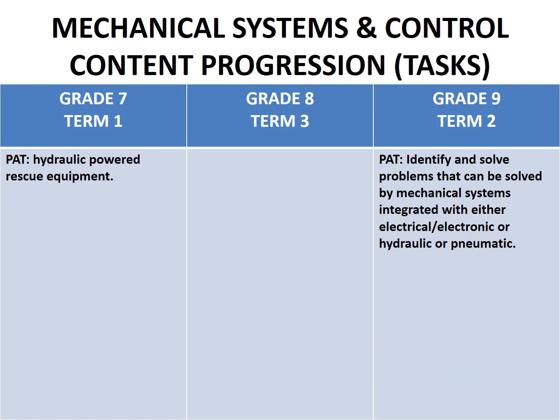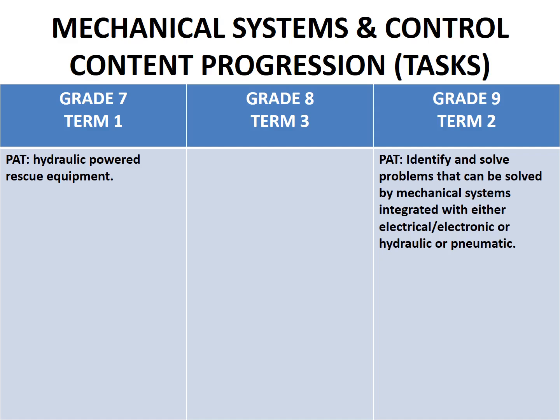Now, the PETs. In grade 7, they're doing a hydraulic powered rescue machine. You would recall that they're making a model of the Jaws of Life, just the basics of hydraulics and pneumatics. And when you get to grade 9, the PET is solving a problem that can be solved by using mechanical systems integrated with either electrical or electronic, hydraulic, or pneumatic systems.